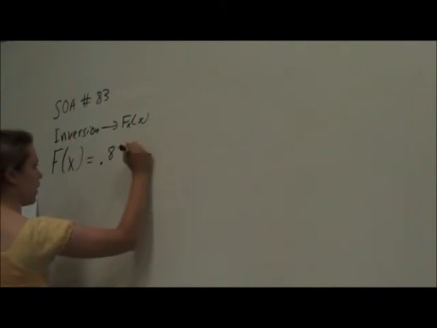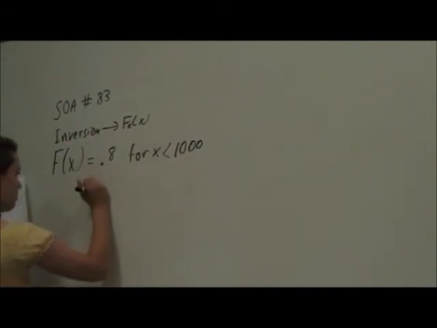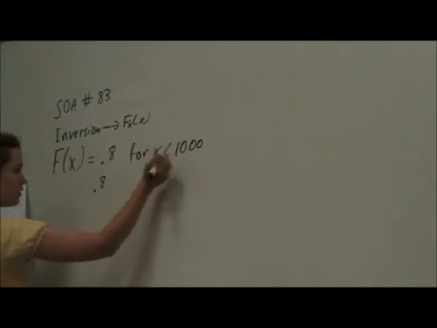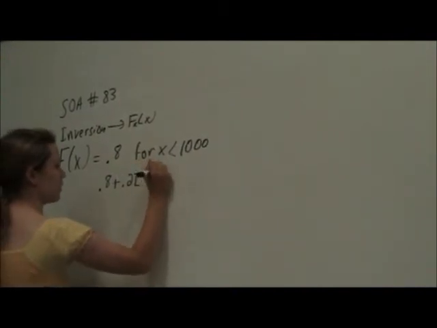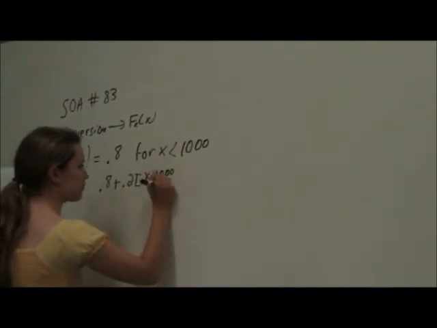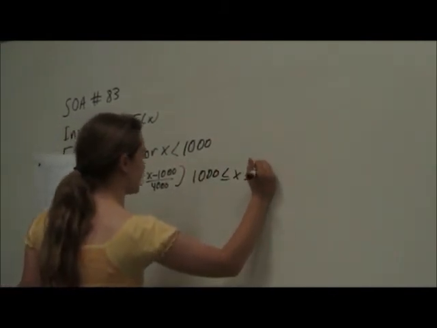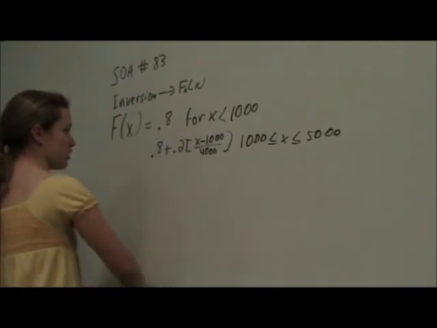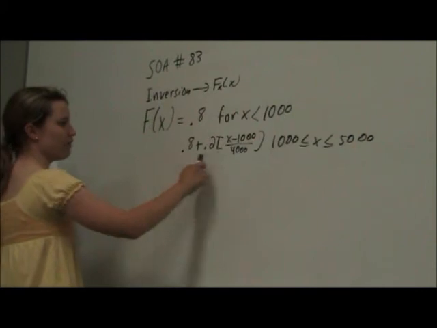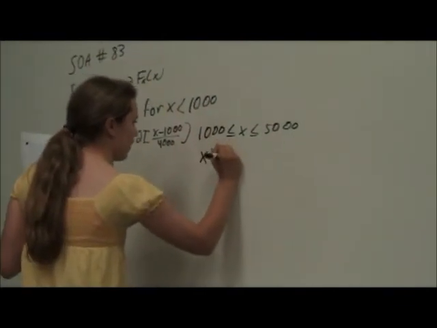The probability that we don't find any treasure is 0.8, so that is for x less than 1,000. Then the probability that we find some treasure for x between 1,000 and 5,000 is 0.8 plus 0.2 times (x minus 1,000) over 4,000. I found this by realizing that it's a uniform distribution, so I treat it like a normal uniform distribution function, remembering that it's only for x between 1,000 and 5,000. And then it's going to be 1 when x is greater than 5,000.